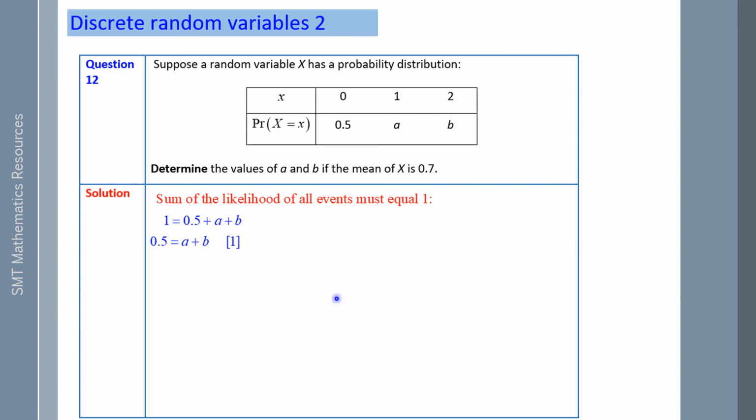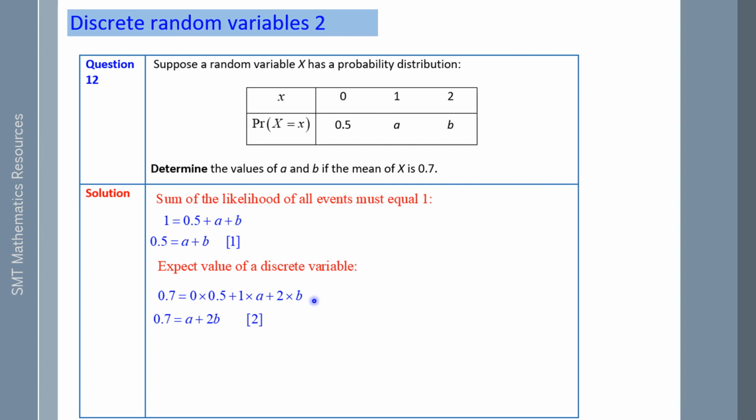I could simplify this by taking 0.5 from both sides. That's equation 1. Now the expected value we know is 0.7, and that is 0 times this, plus this times this, plus this times this. So let's write that formula. 0 times 0.5 is nothing, 1 times a is a, and 2 times b is 2b. So we've got equation 2: 0.7 equals a plus 2b.